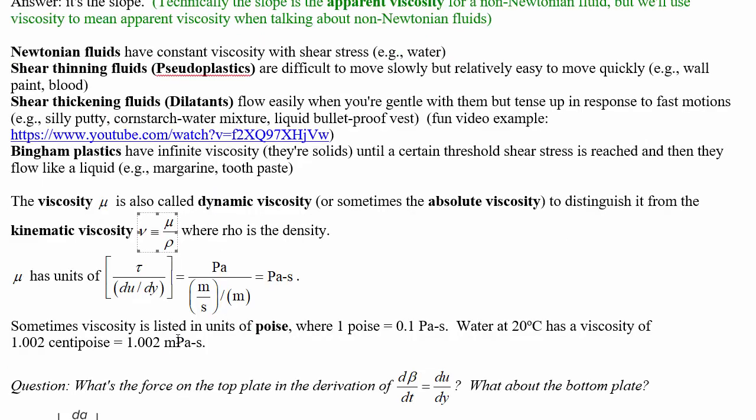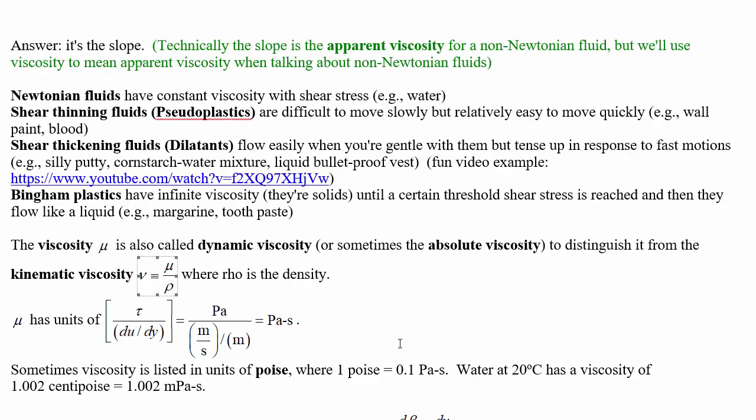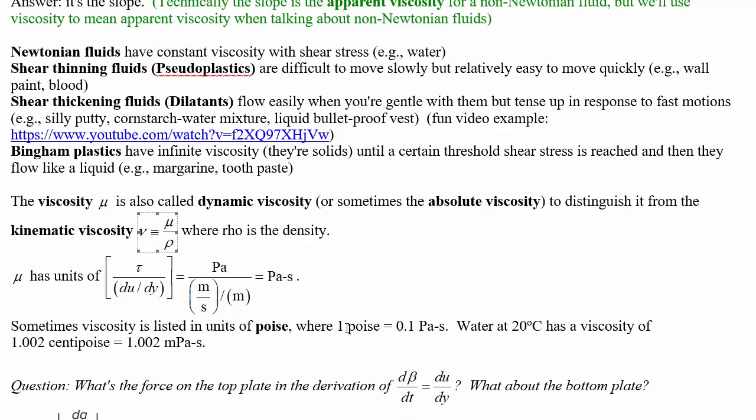Sometimes viscosity is listed in units of poise, although in SI it has units of Pascal seconds. Now a poise is 0.1 Pascal second. So 1 poise is a tenth of a Pascal second. Water at 20 degrees C has a viscosity of 1 centipoise, which is 1 millipascal second.